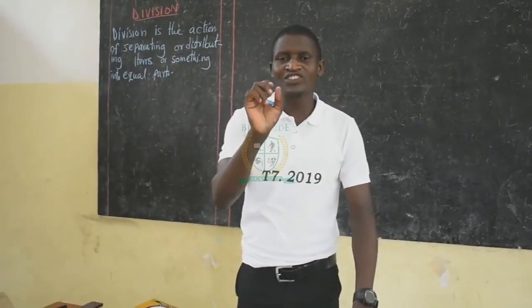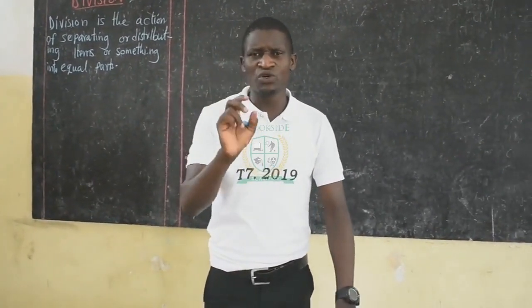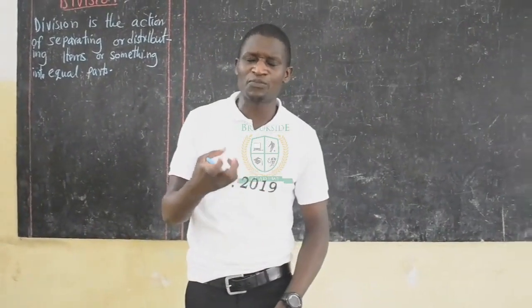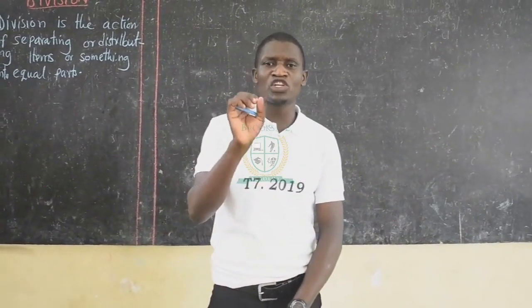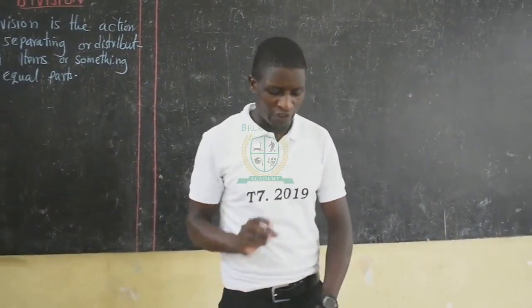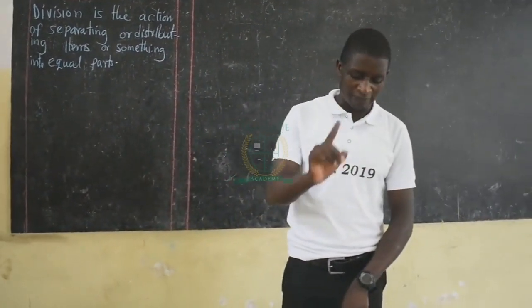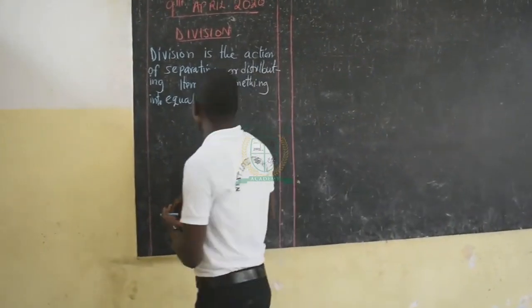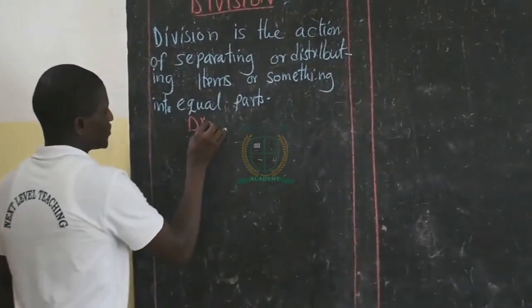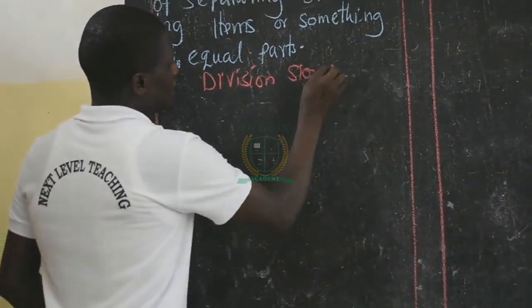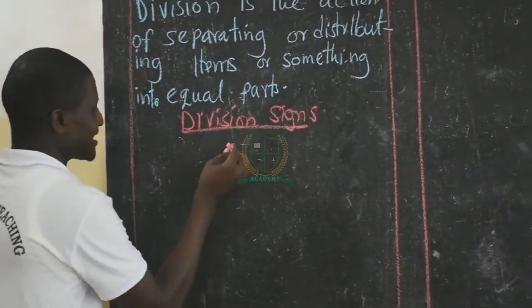Now, in division, there's something we call signs. We have signs in division. In our level of class 4, in primary 4, we are going to talk about 2 types of signs that are used in division. Number 1, we have division signs. We have a sign like this.